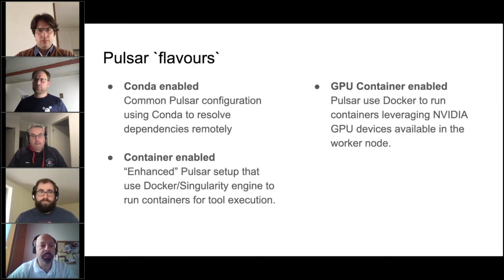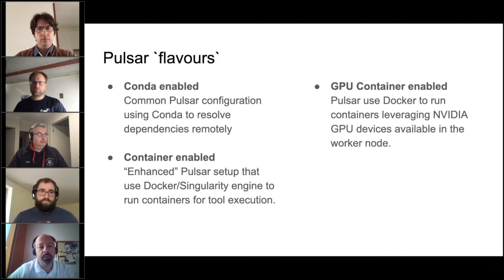Okay, VGCN images allow us to have Pulsar with different flavors regarding the possibility to resolve the software dependencies needed to run jobs. So we have what we call the Conda flavor. That means that Pulsar uses Conda. Every time that Pulsar receives a job for the first time, Conda creates the virtual environment needed to run that job.